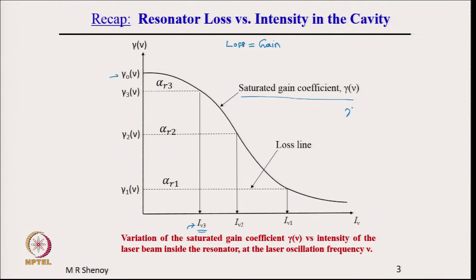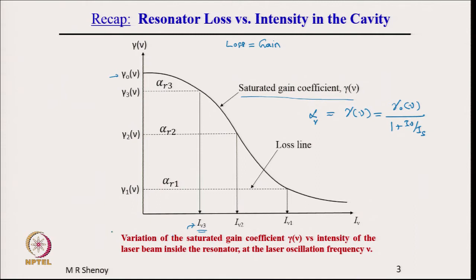Please recall that this gamma of nu is equal to gamma 0 of nu into 1 plus I nu divided by I s, where I s is the saturation intensity, and this is equal to alpha r when the laser is oscillating in steady state. And therefore, if the intensity is small, then the gain will be large, and this indicates that if the loss is large, the gain has to be large, and if the gain has to be large, which means the intensity inside the cavity must be small.